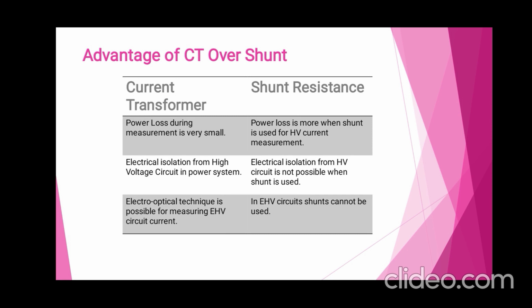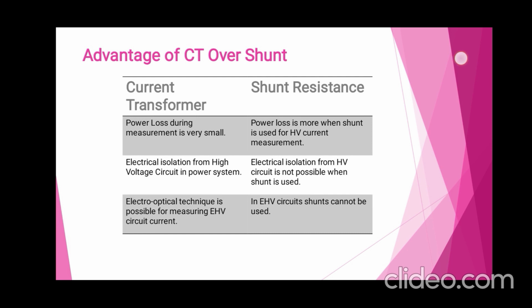Also, the shunt resistance has to be directly integrated into a circuit. That is why we cannot provide separate insulation to the shunts, while we can provide separate insulation to the CTs. Also, CTs can be integrated with electro-optical techniques, which gives us a more modified way to measure currents.